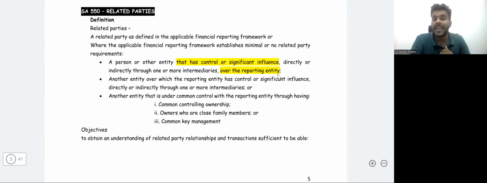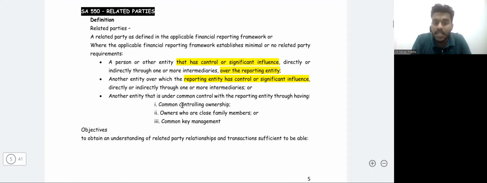Second definition: any entity over which the reporting entity has control or significant influence. Our reporting entity was Sanjay. Sanjay had control over Vishnu Limited and significant influence over Priya Limited. In such situation, both Priya and Vishnu will become related parties of Sanjay.